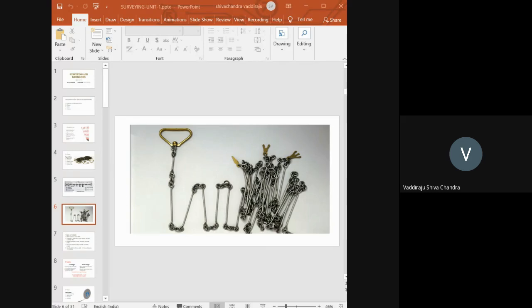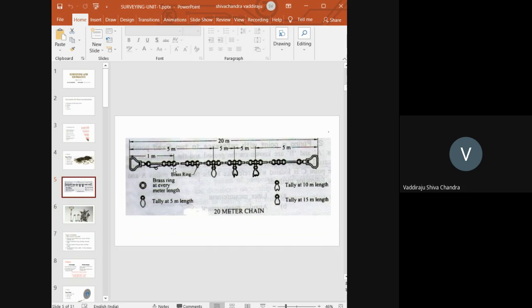You can see here the figure. At every 1 meter you will have a brass ring. At every 5 meter, 10 meter, 15 meter you will have a tally. The length of the chain is from the end of the handle to the end of the handle.